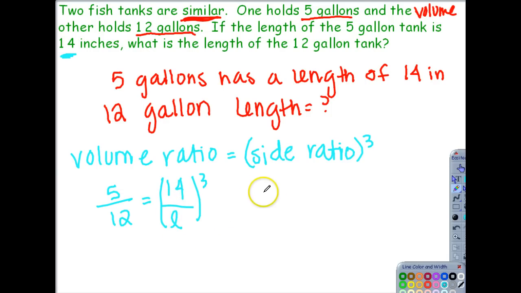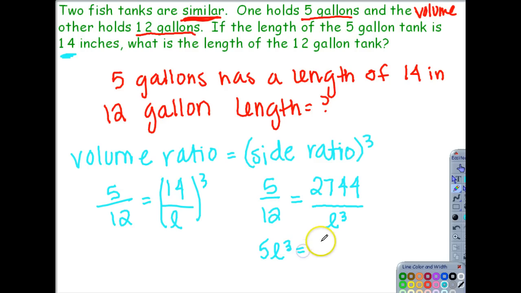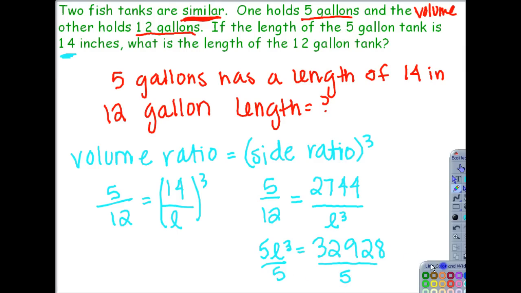On the left side, I'm just going to keep 5 over 12. And then I'm cubing the 14. That gets you 2,744. And then over, I've got to cube the length too. Don't forget that. Now I'm going to do a little cross multiplying. So I get 5 L cubed. And then when I multiply 12 times that 2,744, I get 32,928. Then I'm going to divide by 5. So then I'm going to get L cubed is 6,585.6.